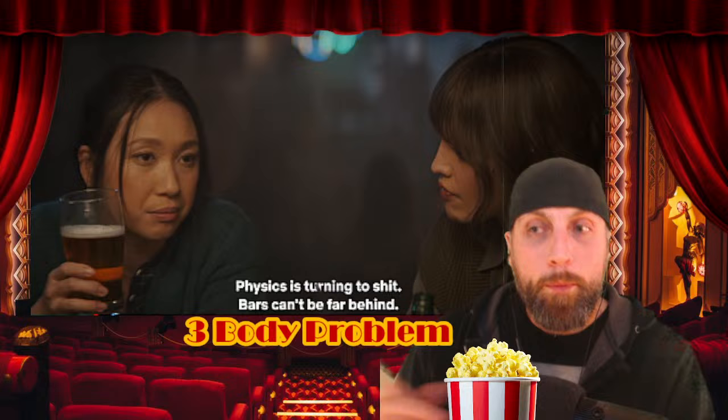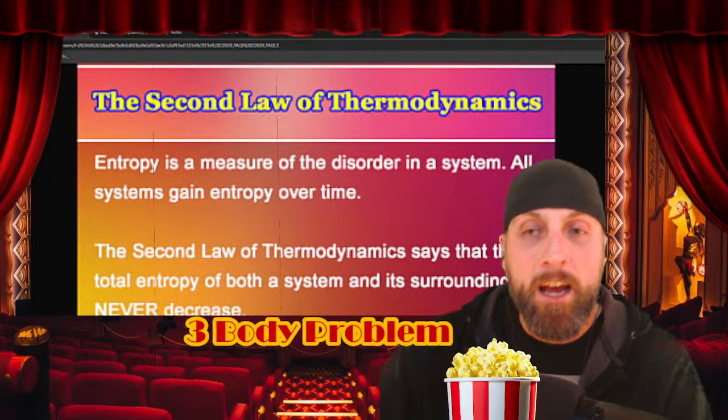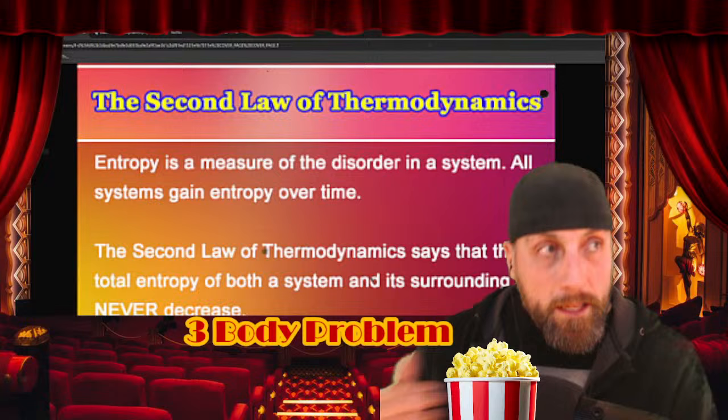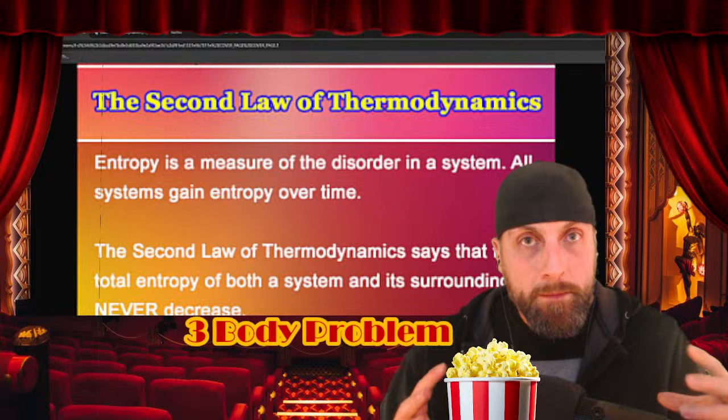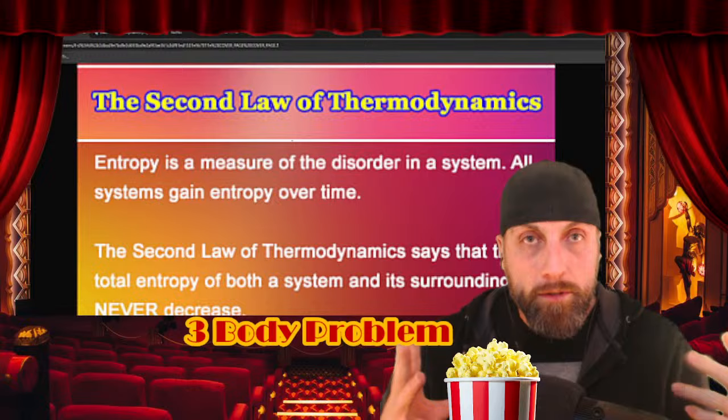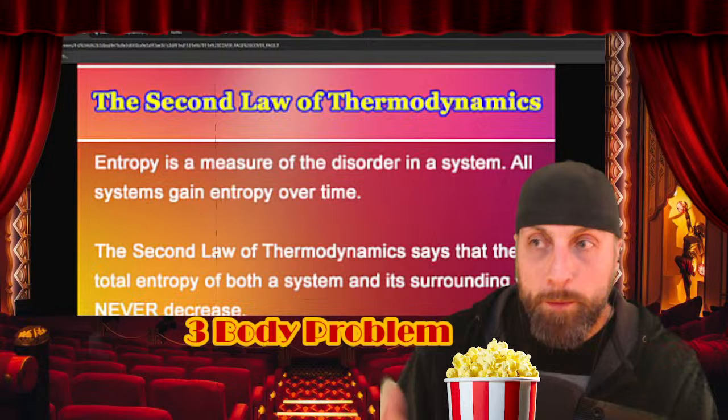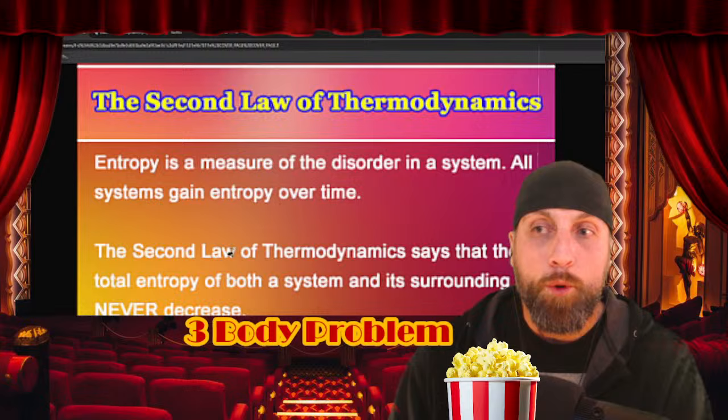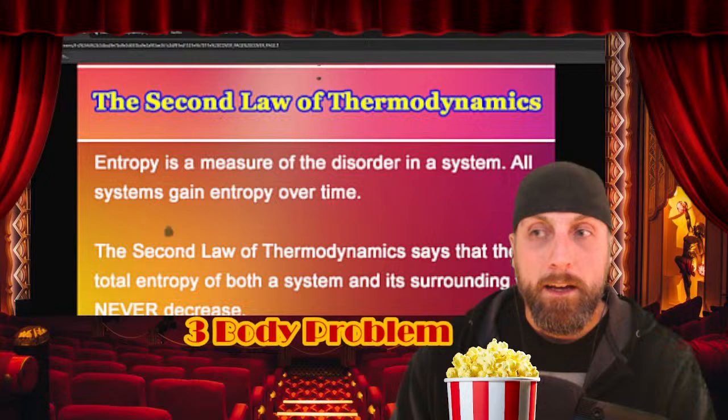Let's check it out. The second law of thermodynamics: entropy is a measure of the disorder of a system. We live in a system. All systems gain entropy over time. That means all systems or enclosures, or those things that exist within those enclosed spaces, break down over time. That's what entropy basically is. The second law of thermodynamics says that the total entropy of both a system and its surroundings will never decrease. But I believe that there's an exception to that.